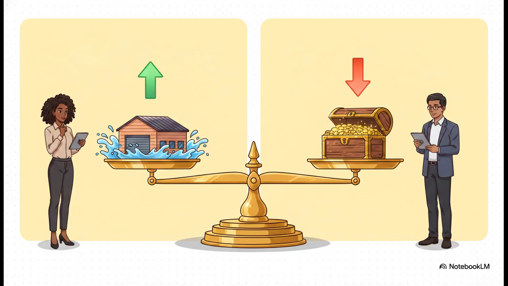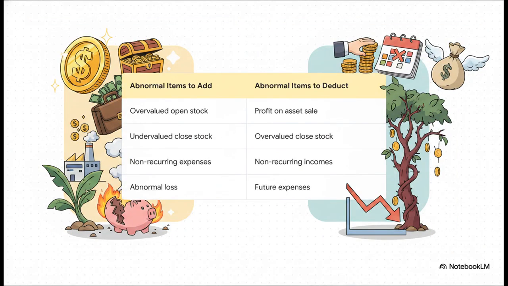I know it sounds totally counterintuitive at first, right? Like, why would you add a loss? Well, think about it. If your warehouse flooded last year, that's an abnormal loss. It made your profit look artificially low for that year. To see your true normal business performance, you have to pretend that didn't happen and add that lost money back into your calculation. And conversely, you've got to deduct abnormal gains because a lucky one-time windfall makes your baseline look artificially high. Let's look a bit closer at the ledgers.